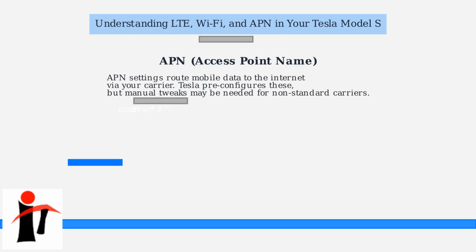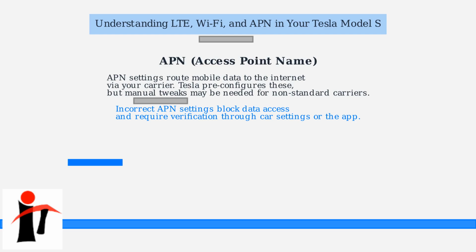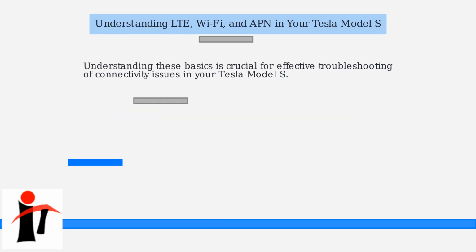APN, or access point name, is a gateway setting that routes your mobile data to the internet through your carrier. Tesla typically pre-configures these settings, but manual adjustments are sometimes necessary for non-standard carriers or international travel. Incorrect APN configurations can completely block data access, requiring you to verify and update the settings through the car's touchscreen or Tesla app. Understanding these core technologies, LTE for mobile data, Wi-Fi for local networks, and APN for data routing, is crucial for effectively troubleshooting connectivity issues in your Tesla Model S.